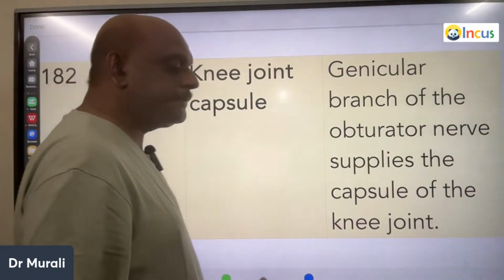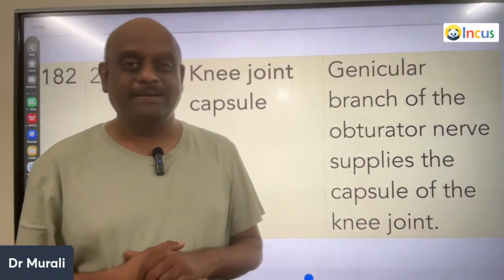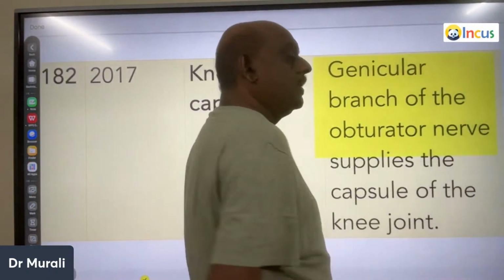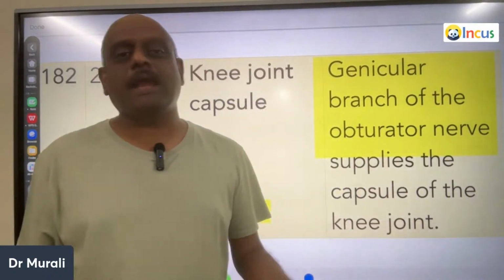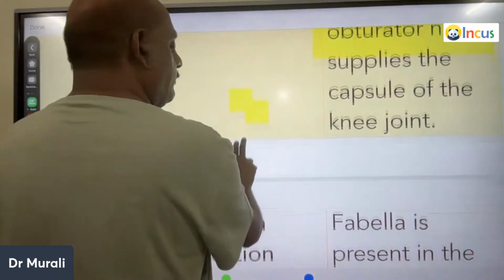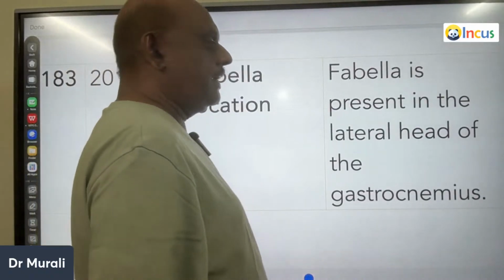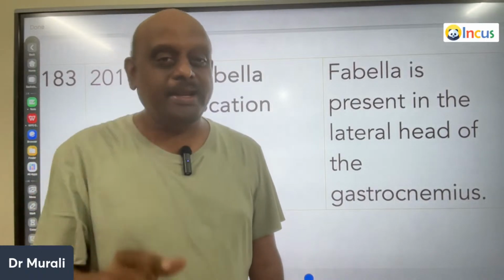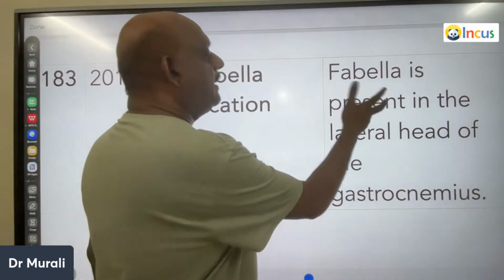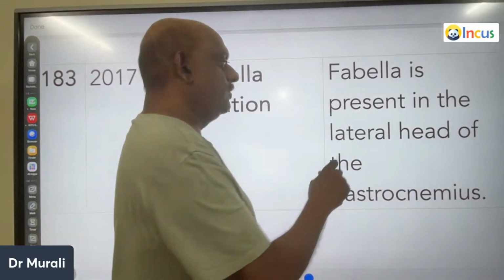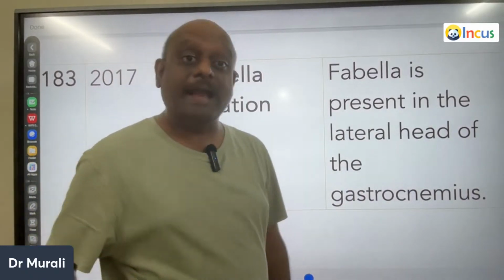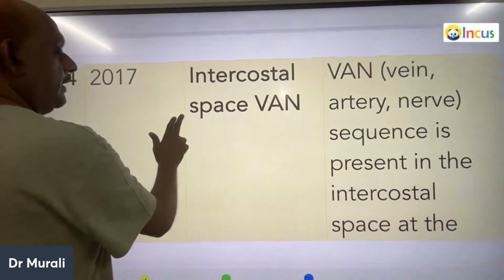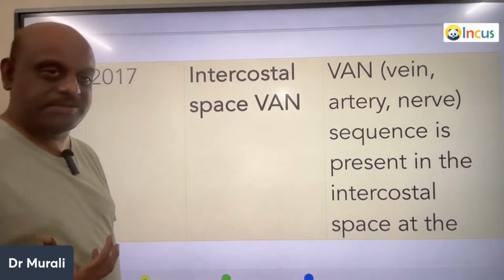Now, the capsule of the knee joint is a very sensitive structure. It is the genicular branch of the obturator nerve, which supplies the capsule of the knee joint, is what you have to remember. So there are certain bones which are not needed but still there. The fibula is the bone which is present in the lateral head of the gastrocnemius muscle, is what you have to remember.